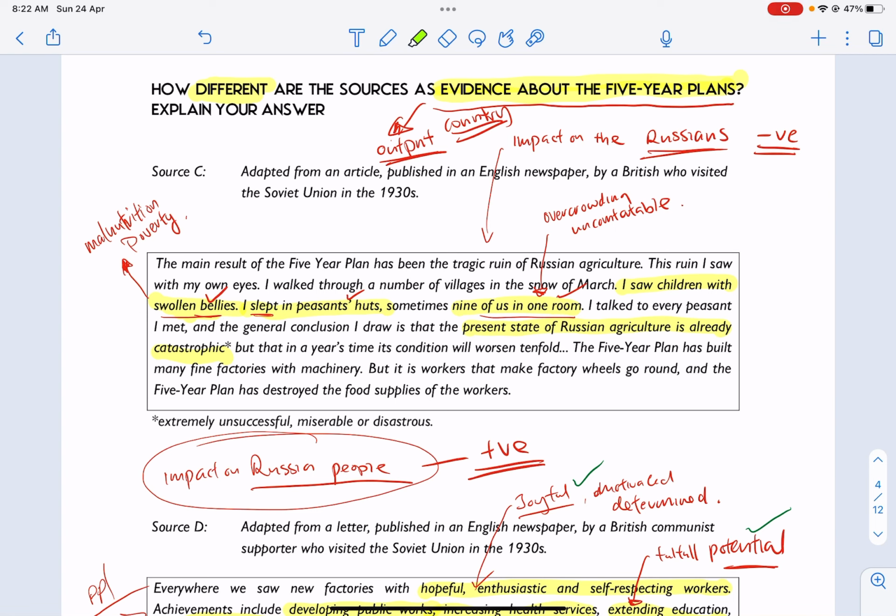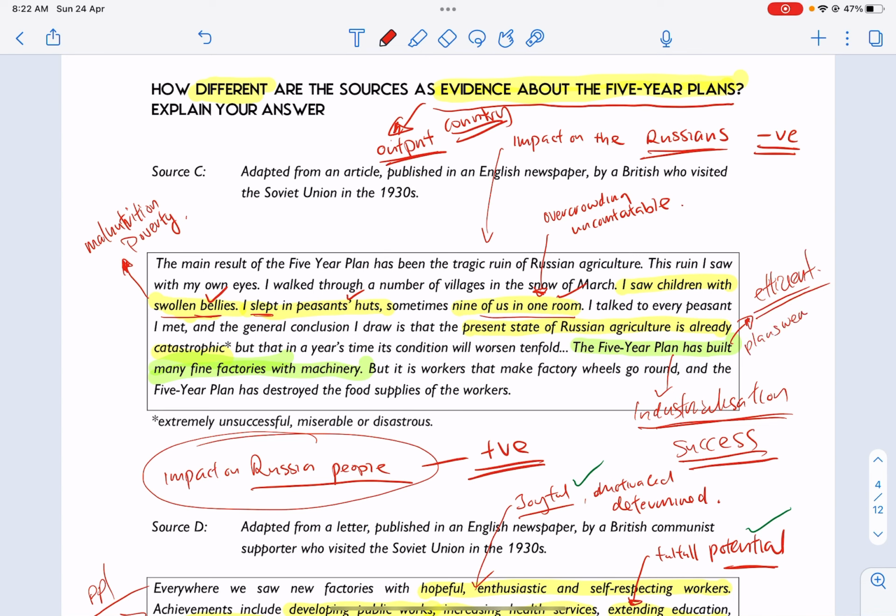So let's see whether we can find anything. Now it says here the Five-Year Plans have built many fine factories with machinery. This is talking about industrialization, and many new factories clearly implies that it's successful. Then you think a bit further. What does it mean for the people? It means the people were efficient. It means the plans were well thought out. You can only have success if your plans are well thought out, if you are efficient. So clearly this part here is talking about industrialization.